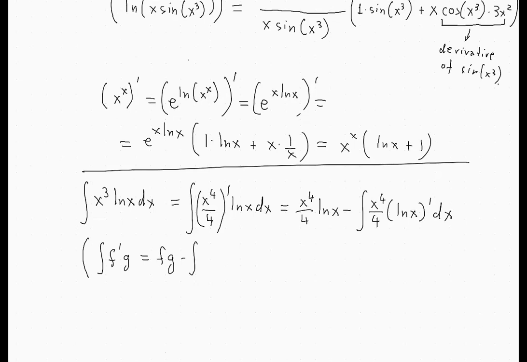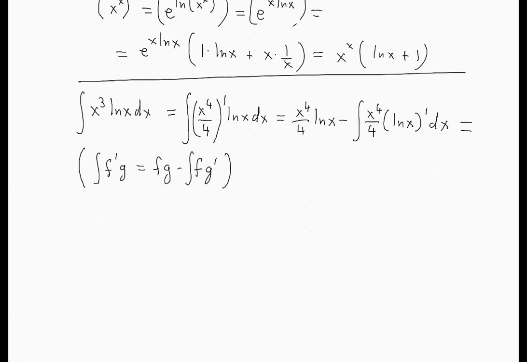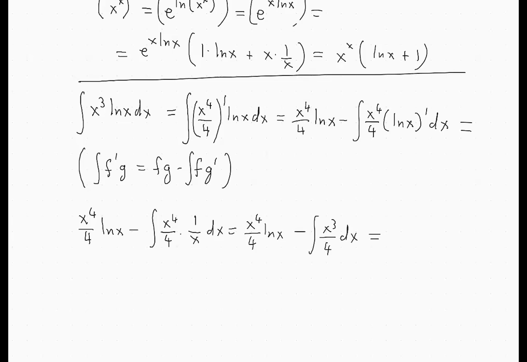So this will be x to the 4 over 4 times ln x minus the integral of x to the 4 over 4 times 1 over x dx, which is x to the 4 over 4 times ln x minus the integral of x cubed over 4 dx. And the antiderivative of x to the 3rd is x to the 4 over 4, so we get two denominators equal to 4 multiplied with each other, which will give us x to the 4 over 16 plus c. And that's it.